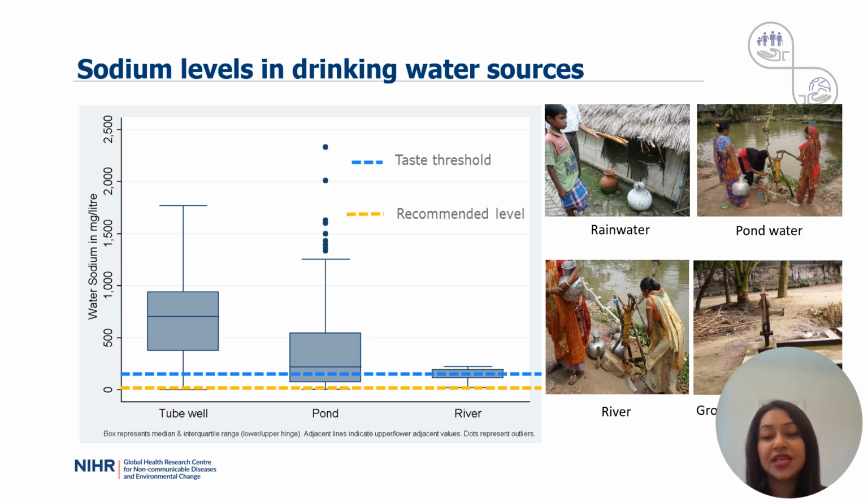Both pond and tube well water, which is groundwater, are above the recommended level as well as the taste threshold. Now, people are drinking this surface and groundwater straight from the source. While the maximum sodium intake according to the WHO guideline is 200 milligrams per liter, the sodium concentrations here are much higher, and groundwater had the highest sodium level. So we concluded that the DACO population are consuming salt from drinking water alone at much higher level than what is acceptable.